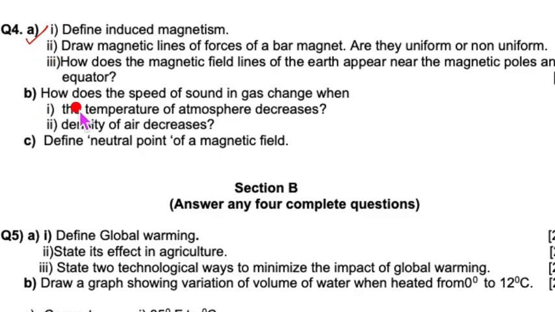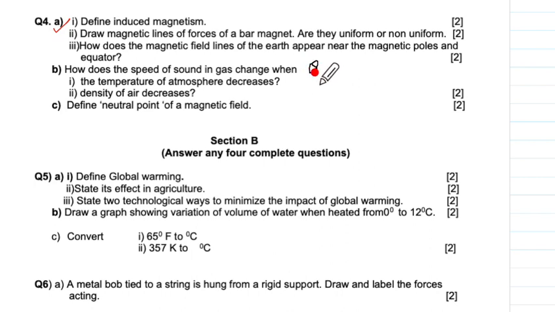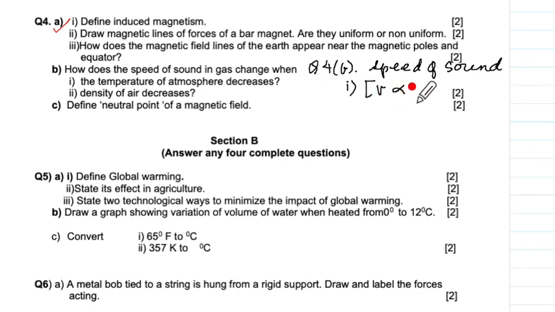Question number 4b. How does the speed of sound in gas change when the temperature of the atmosphere decreases? Now when you write this question 4b, we will say speed of sound. Our thinking step is that speed of sound v is directly proportional to root of temperature. Okay, decreases with decrease in temperature.